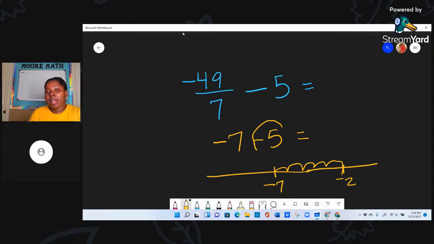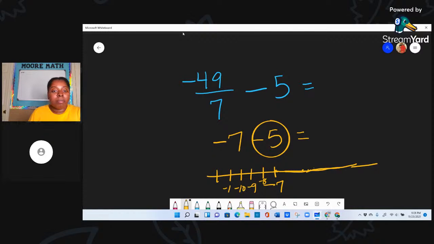Because if I go up 5, that's when I get to negative 2. But we're subtracting 5. So I'm not going up. If it said plus 5, yes, it would be negative 2. But it says minus 5. So we're going 1, 2, 3, 4, 5. We got negative 8, negative 9. Where do we end up?